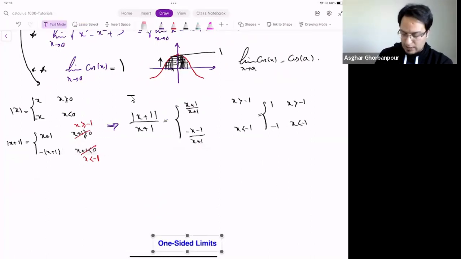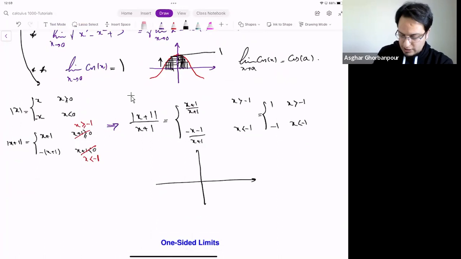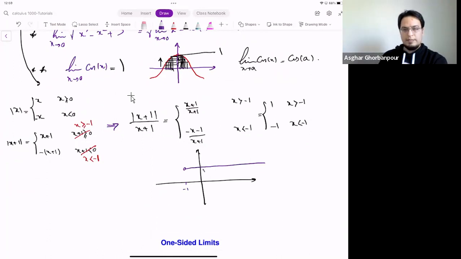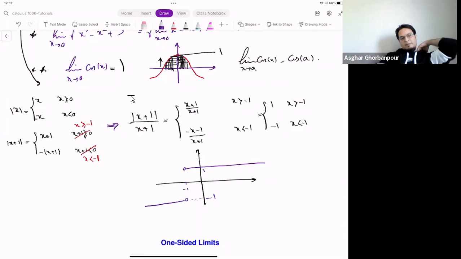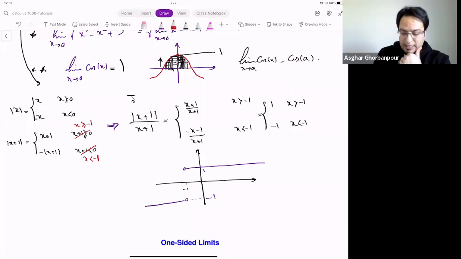Look at the graph of this function. This function is an interesting function. When you try to sketch this graph, first of all, at -1, it is not defined. For anything bigger than -1, it's nothing but 1, a constant function 1. For all the values less than -1, it is -1. That's the graph. Now, when I try to get closer to this point, they will give me different values if I decide to get closer from the right or from the left.